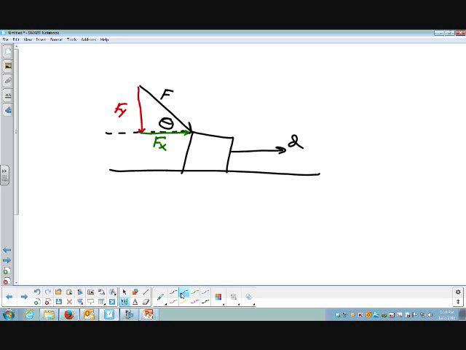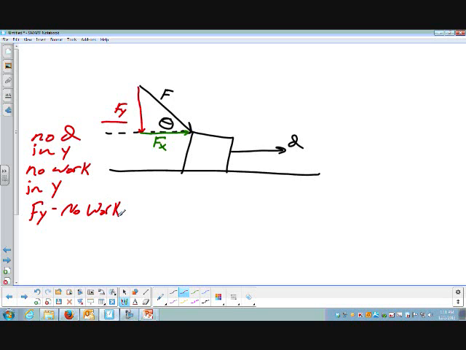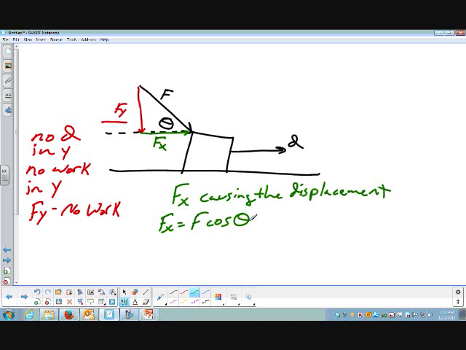This component in the y direction, since there's no displacement in the y, there is no work being done in the y direction. No work in y. So this component is doing no work on the box. But the x component of the force is causing the displacement. And that's what's doing the work. And if we break up that, that's force times the cosine of the angle.